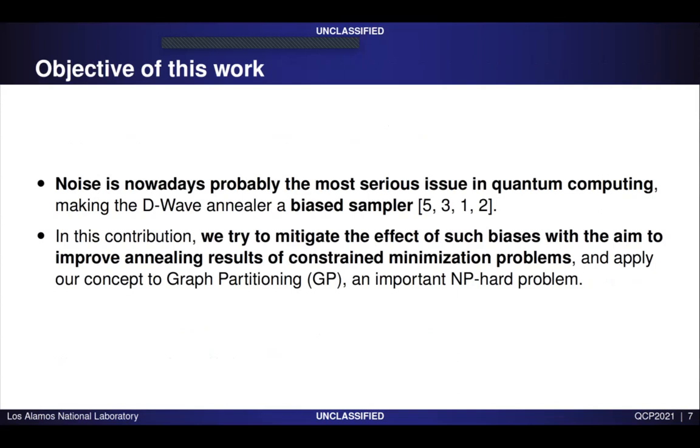For modern quantum annealing technology, noise and bias is probably the most serious problem. The objective of this work is to mitigate the effect of various sources of noise on the D-Wave quantum annealer. We apply our methods to the NP-hard problem, graph partitioning.